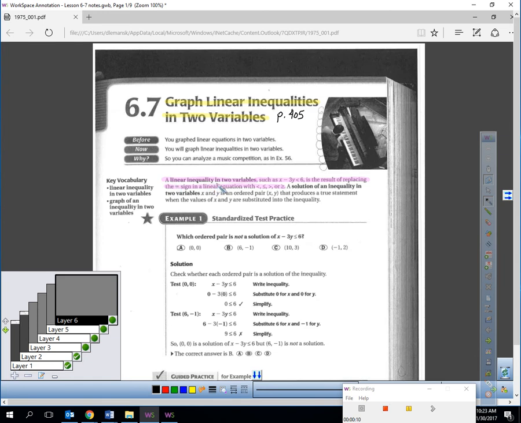A linear inequality in two variables like x minus 3y is less than 6 is the result of replacing the equal sign in a linear equation with an inequality. So that sounds kind of confusing. Another way of saying it is, if there was an equal here, this would be a standard form equation. If you take a standard form equation or a slope-intercept form equation and replace those equal signs with inequalities, you now have a linear inequality in two variables.